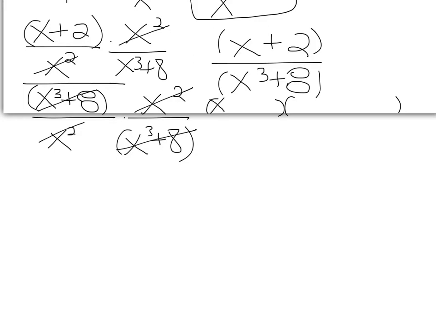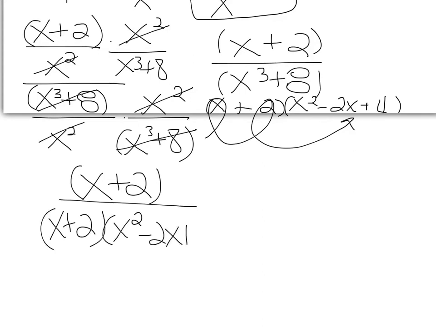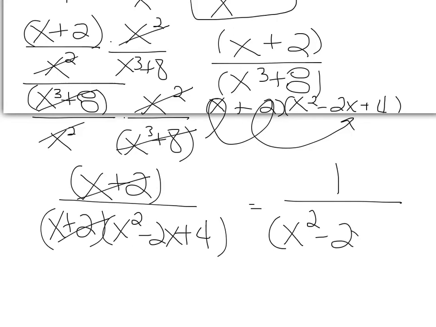Can't I do the roller coaster? So 1 goes up here, 2 goes back here. 1 goes up here, 2 goes back here. This becomes 2x because of the loops. And then it's scream or puke. So you end up with x plus 2 over x plus 2 times x squared minus 2x plus 4. Notice your x plus 2's cancel, and you're left with 1 over x squared minus 2x plus 4.